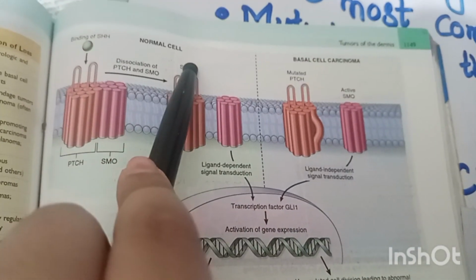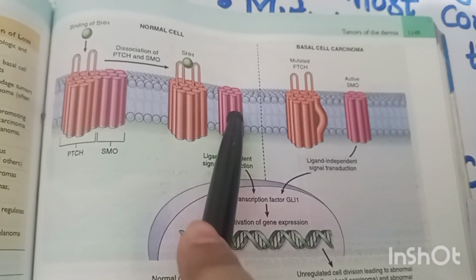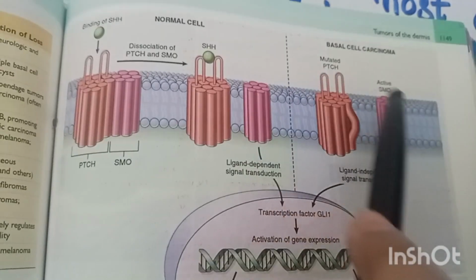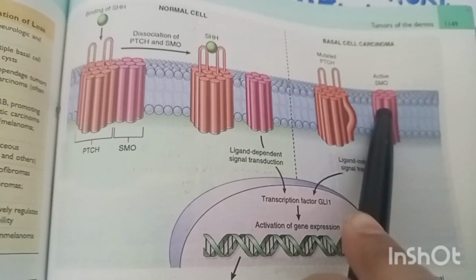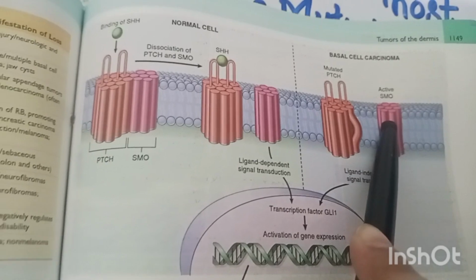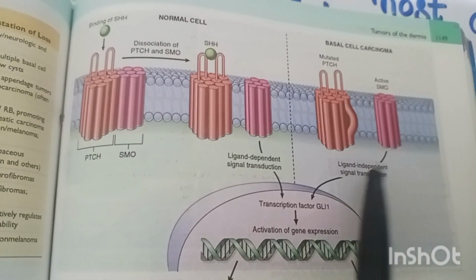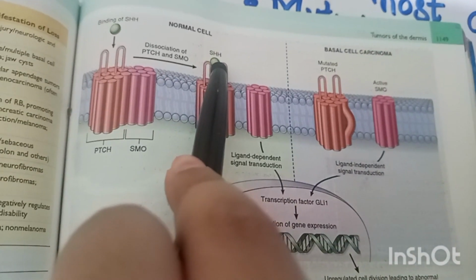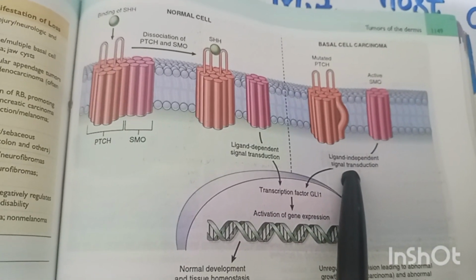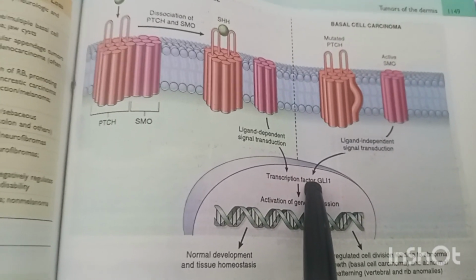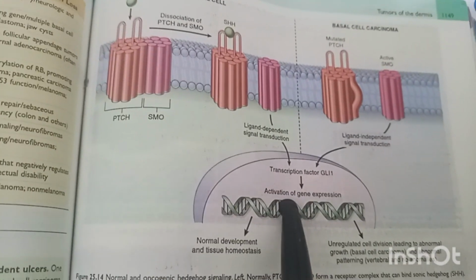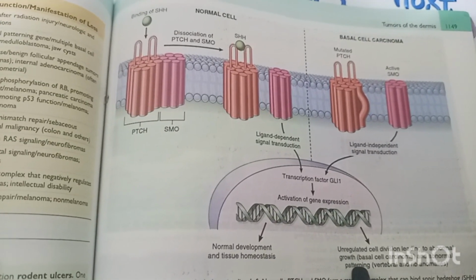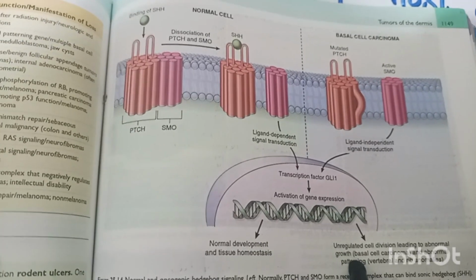In normal conditions, sonic hedgehog is required for the activation of SMO and for signal transduction. In basal cell carcinoma, there are mutations in the PTCH, and the SMO remains activated irrespective of whether the SHH binds or not. There will be ligand-independent signal transduction, meaning the ligand, sonic hedgehog, is not there, and there will still be continued signal transduction, continuous transcription factor activation and continued gene expression. Due to this, there will be unregulated cell division irrespective of the ligand, sonic hedgehog. This is all about the pathogenesis of basal cell carcinoma.